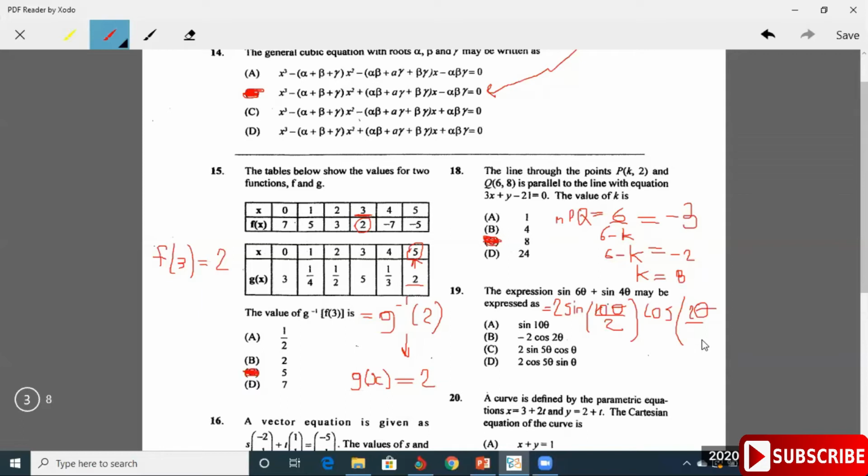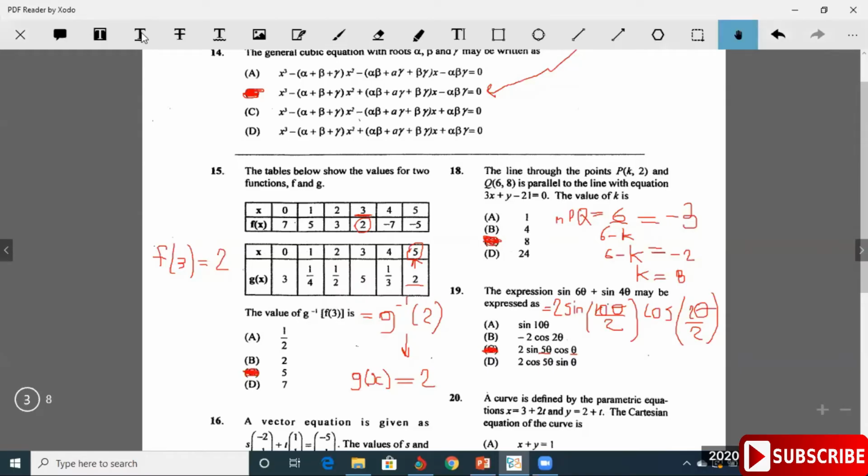So that's how we add two sine functions. This is going to lead to 10 theta over 2, which is 5 theta, and 2 theta over 2 is theta. So 2 sin 5 theta cos theta, and clearly the answer is C. That's question 19. Easy.